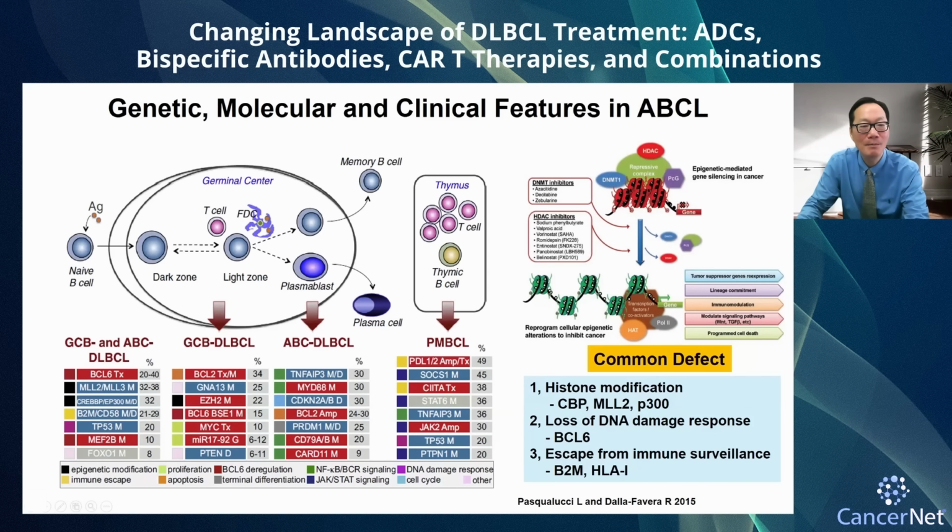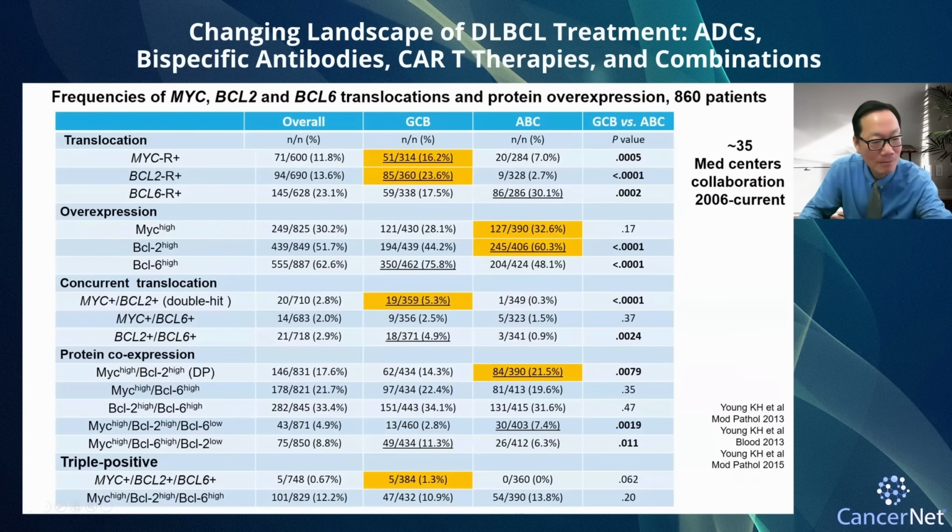Let me share with you some of the molecular features in the patients. So my group did studies on 900 patients, analyzing patients based on cell origin. This table shows you single hit, single express, double hit, double express. What is the distribution in different subtypes of DLBCL patients?